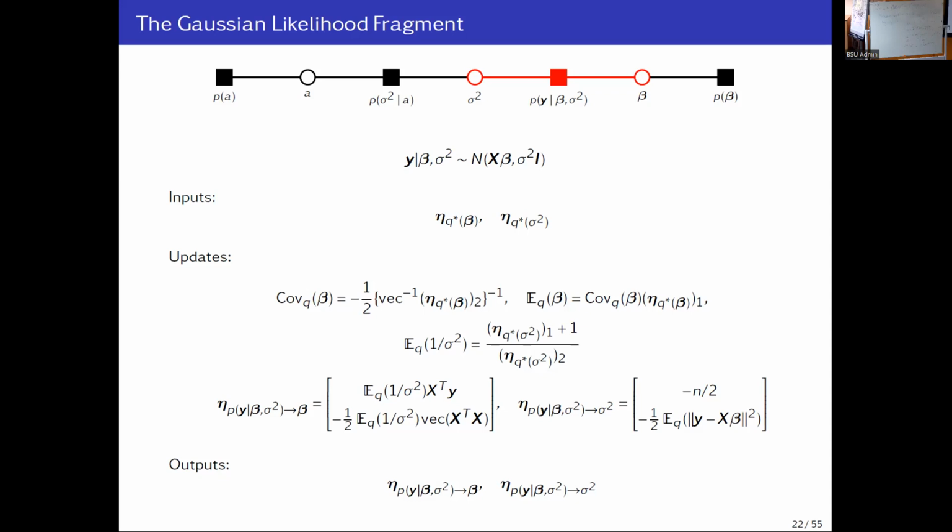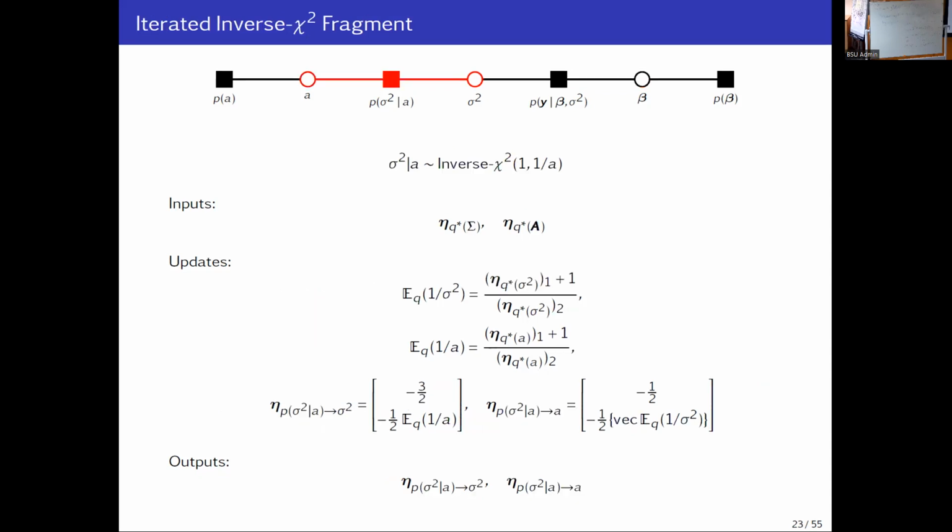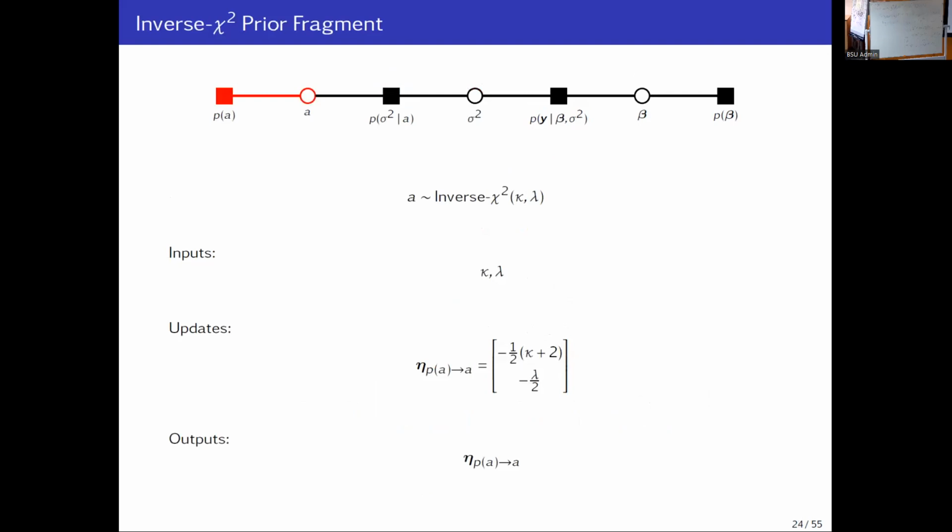I'll avoid doing it for the sigma squared parameter. I guess we all get the idea of how this works now. So we do that for the likelihood specification for both messages. We do that for the inverse chi-squared specification for both parameters, sigma squared and a. And we do that for the prior specification on the inverse squared parameter.